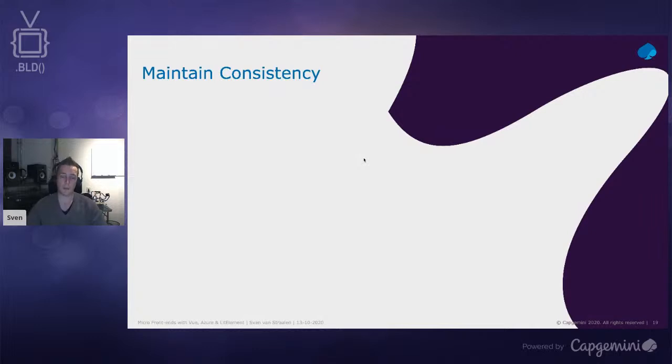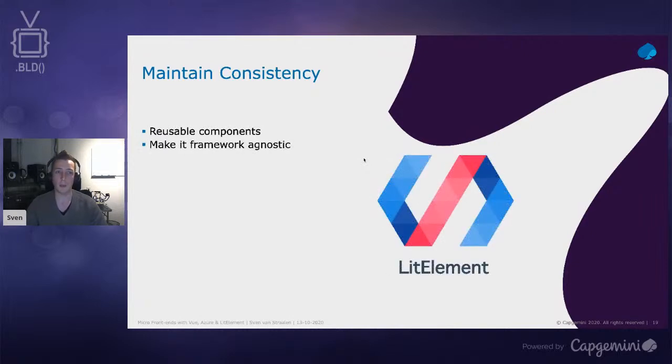The consistency of the website is also quite important for UX, and how to maintain that is basically by reusable components. So you want to make sure that all the components that you have, that everyone is able to use them. How to do that? Make them framework agnostic. So if you eventually want to move to a new framework, or you need to do an upgrade, most of the time these components probably end up being incompatible with the newer version.